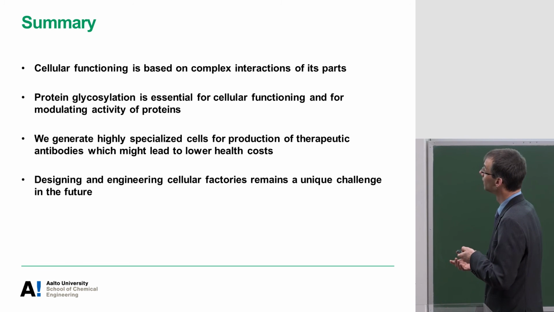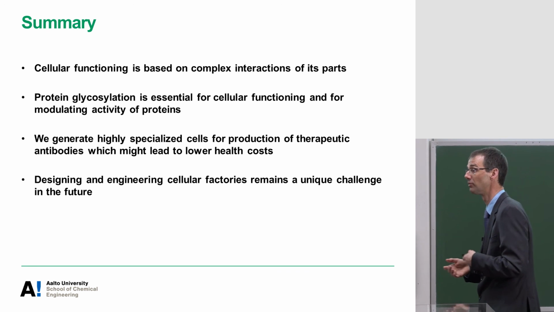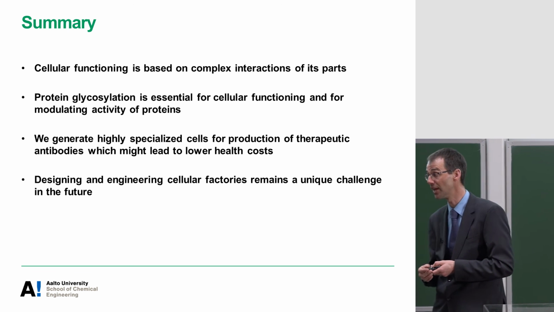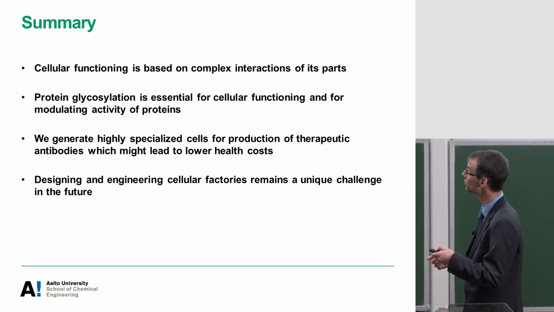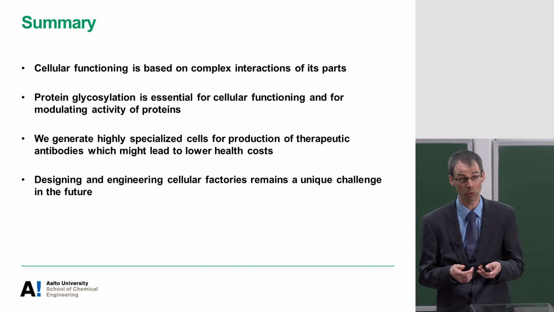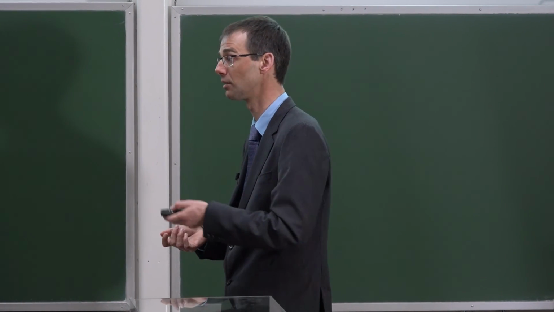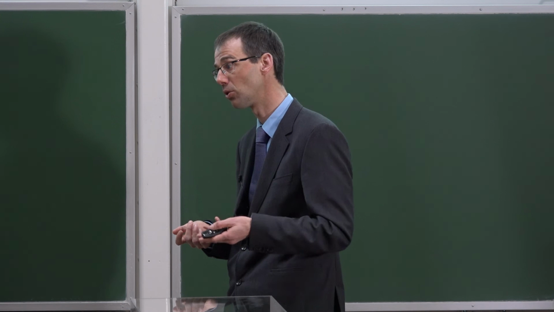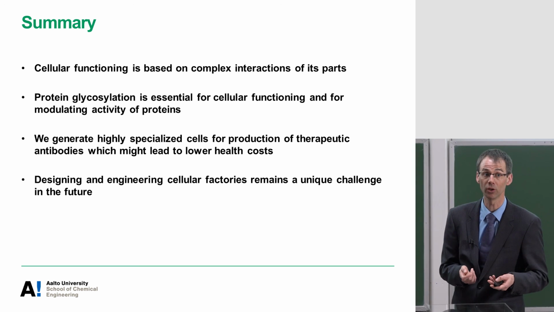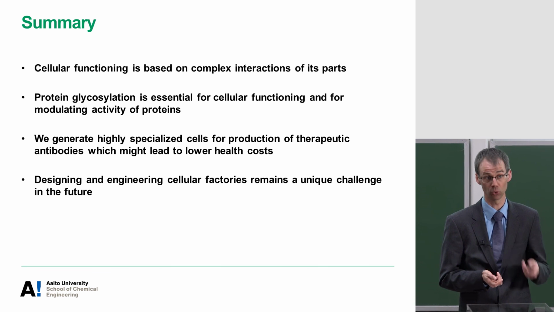So, summing this up, I tried to introduce you to how cells are very complex systems. I hope I could convince you that this protein modification is very essential. And what I showed you with the examples is that we can generate highly specialized cells for production of antibodies, which maybe, hopefully, in the future might contribute to lowering health costs. What I would also like to have shown you is that designing and engineering cellular factories really remains a challenge also in the future.